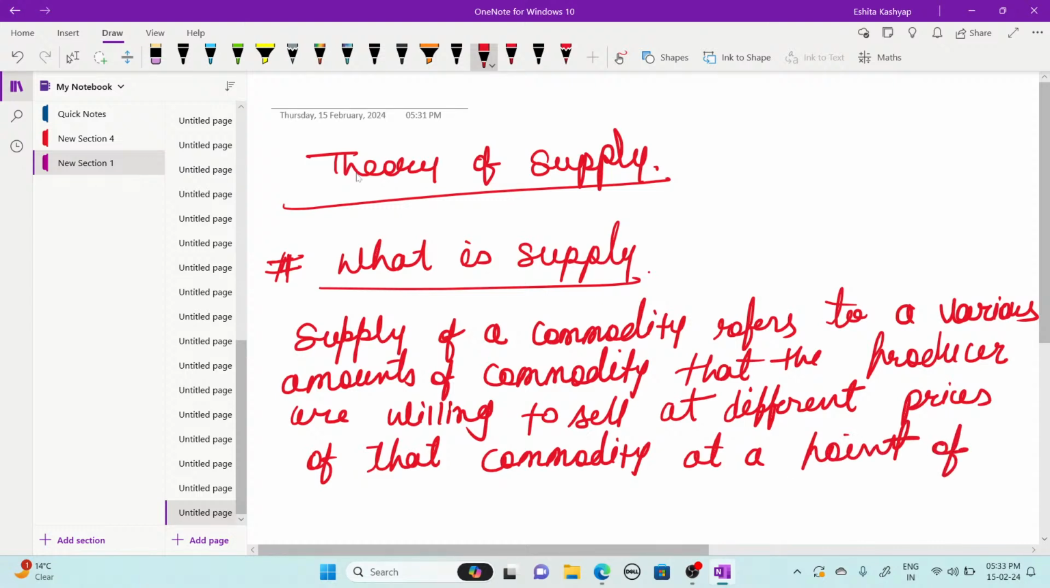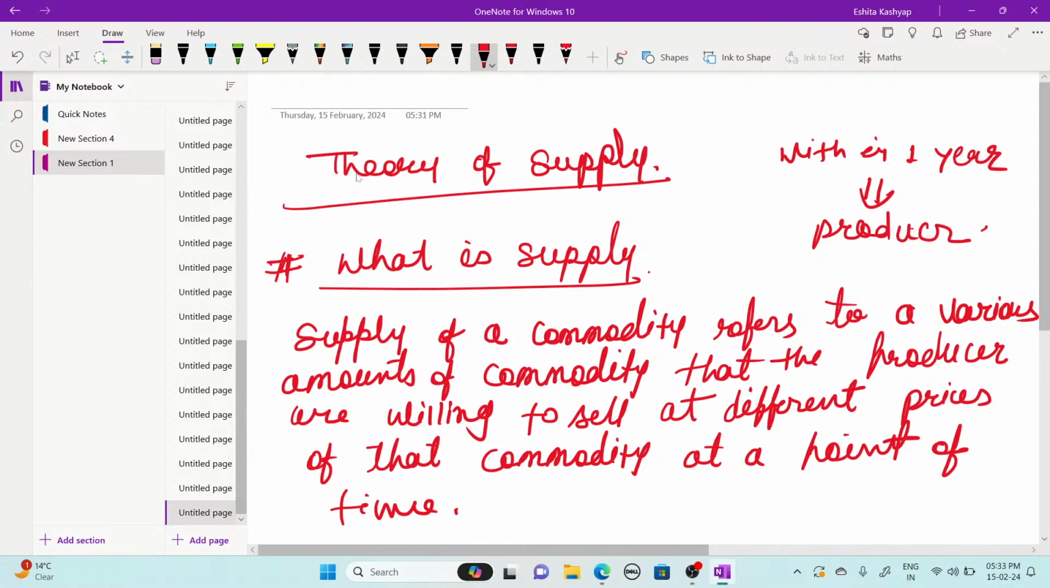So why am I indicating at a point of time here? Because, let's suppose, within 1 year the producer just wants to sell out all the output or commodity that he produced. So supply of a commodity refers to various amounts of a commodity that the producer is ready to sell at different prices of the commodity at a point of time.